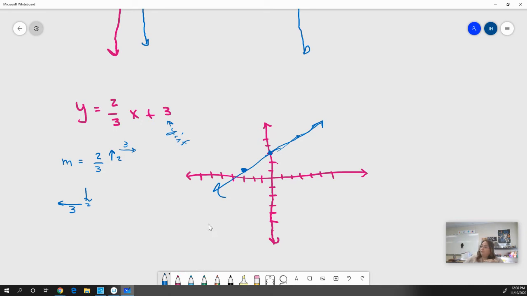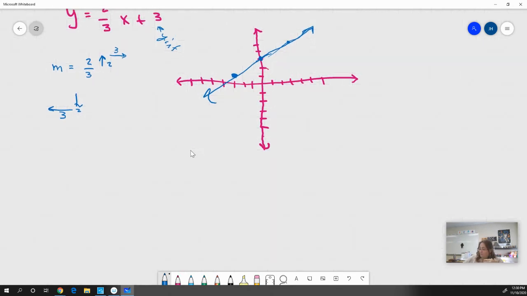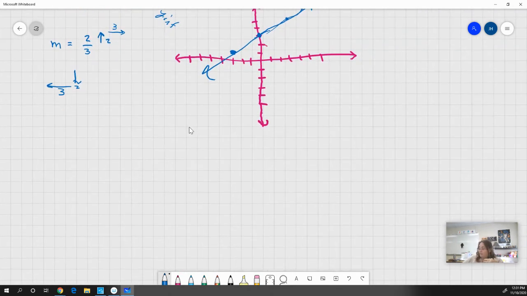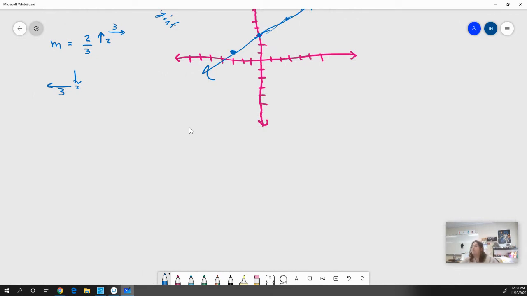Now I'm going to do another one because I want you to see it with a negative slope. So what if I have y equals 2x minus 3? When I go to graph this one, man, that is not a very straight line. But it's okay. You guys get the gist, right?